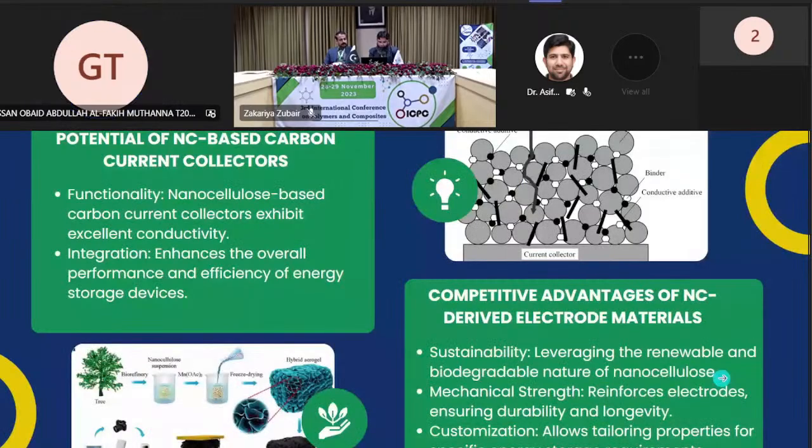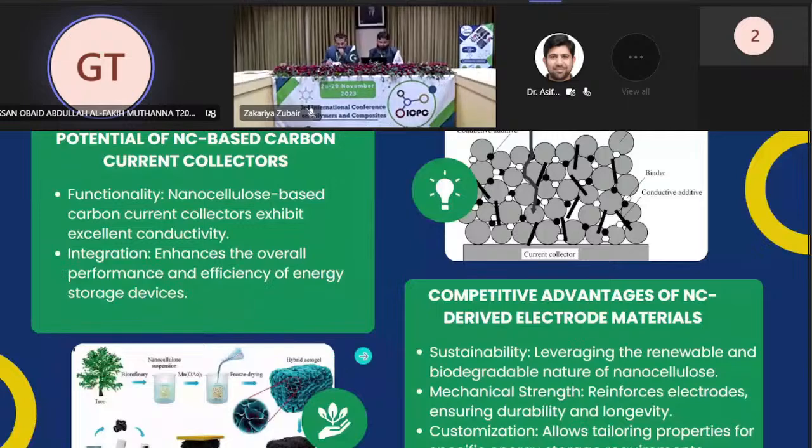Now let's talk about the potential of nanocellulose-based carbon current collectors. Nanocellulose-based carbon current collectors exhibit excellent conductivity, and the integration enhances the overall performance and efficiency of the energy storage devices. As this photo depicts what I just have mentioned, the nanocellulose's higher surface area allows for more interactions per unit mass, leading to higher electrical conductivity and longer life cycle of the battery.